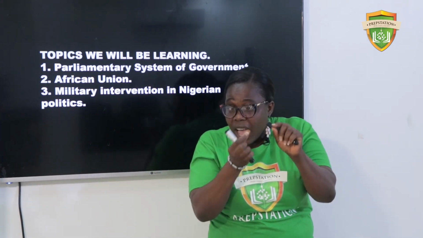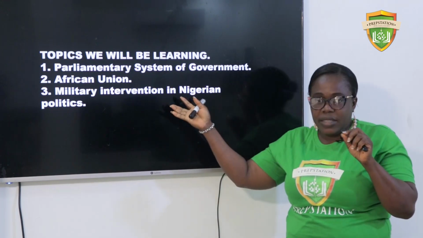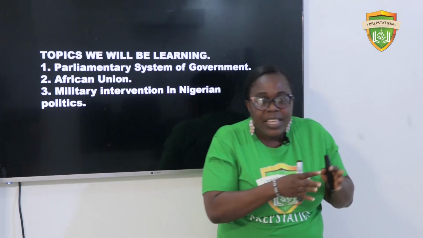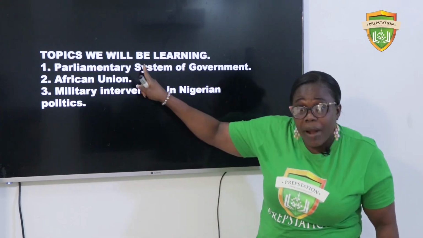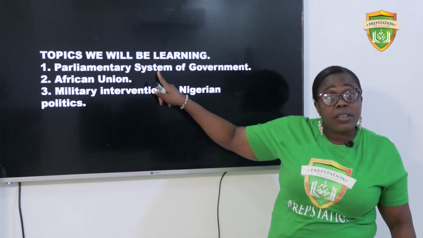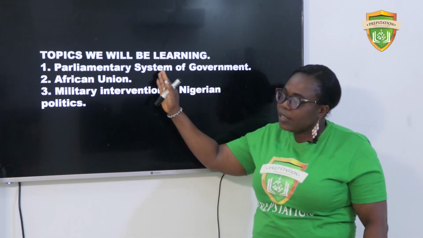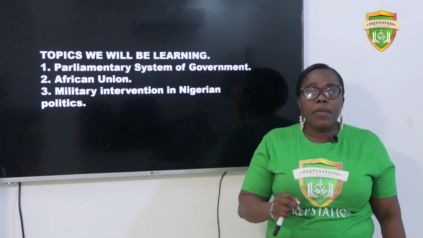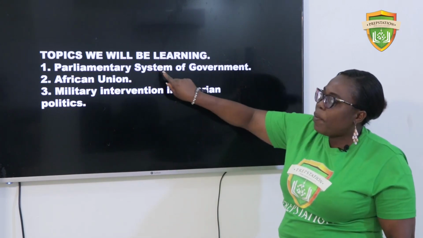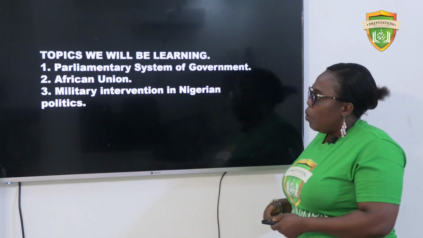I'm just making it simple for you. Then we'll look at it. Where the head of government is different from the head of state. Nigeria does not practice this system of government. But Nigeria practiced this system of government in 1963. 1963 was when Nigeria became a republic. That was when Nigeria practiced this system of government. Let's go to the next slide and let's see.